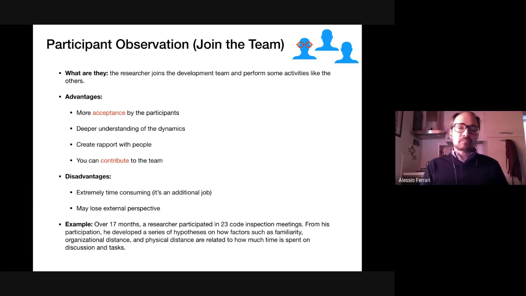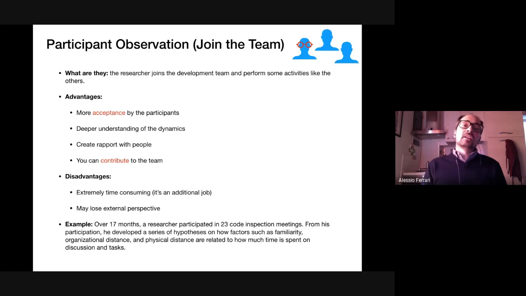For example, you want to help them in introducing a novel tool, or in developing some tool that supports them, for example, for facilitating the review of the code. And then in this case, you are helping them, you are present there. Of course, the issue here is that it is extremely time consuming. It's an additional job, basically. You have to stay there and you have to do your job as researcher, as observer, but you also have to participate. And since you are inside, you may lose your external perspective.